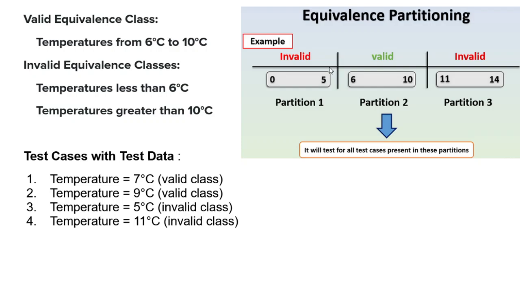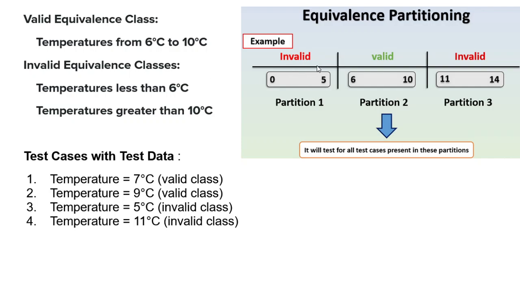So as a tester, we don't have to test for all the values. We can pick one or two values from each class. So what can we do? We have created the classes, then we can pick the sample values from each class.